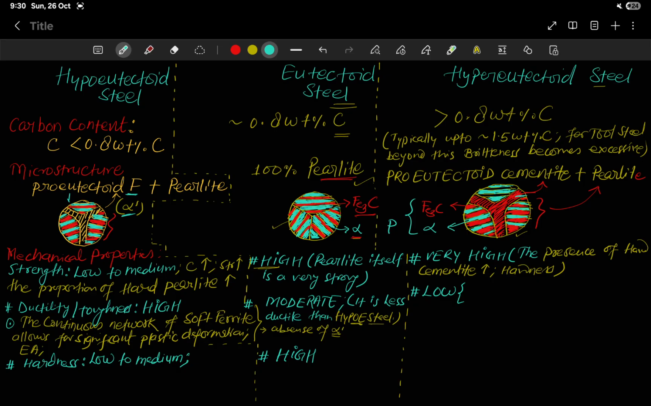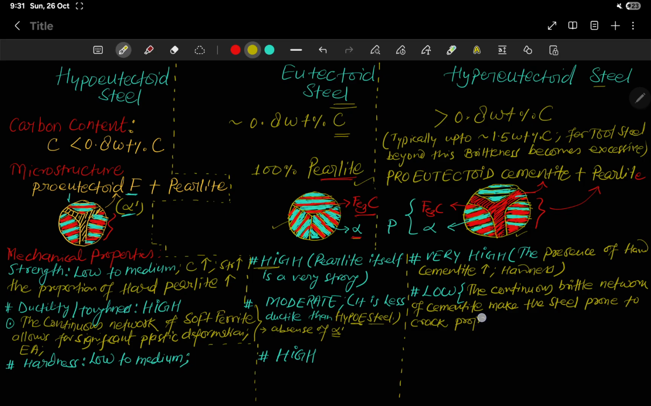Okay, so let me write it properly. The continuous brittle network of cementite makes the steel prone to crack propagation.